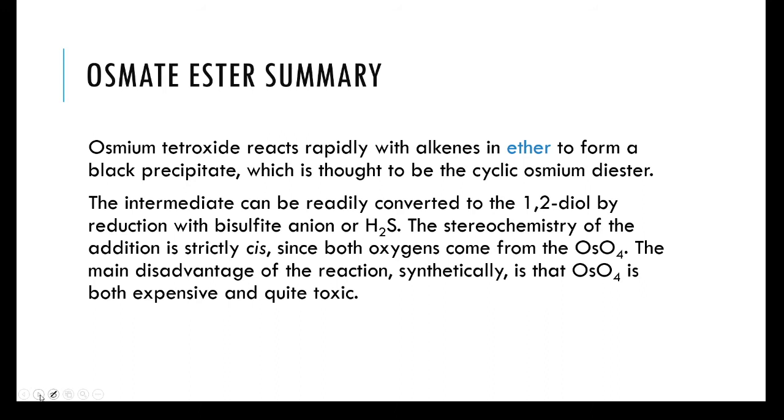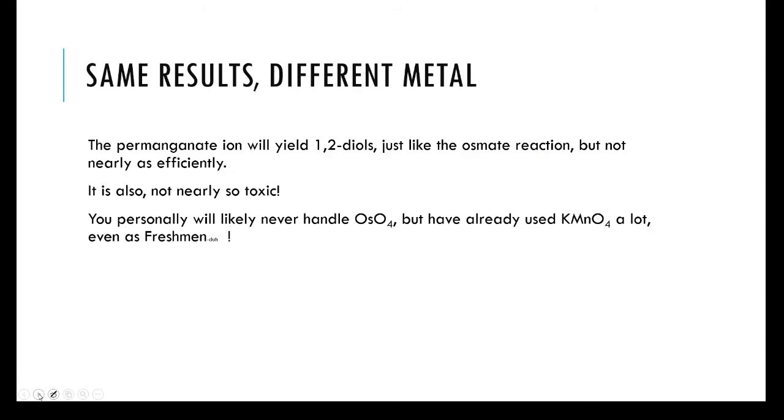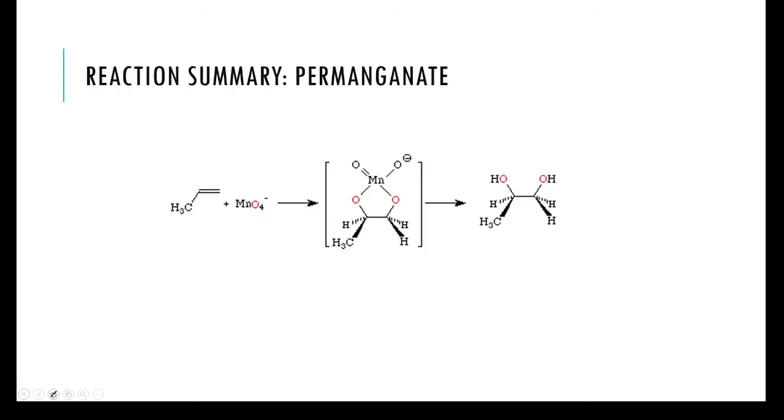But the thing is, osmium tetraoxide is ridiculously expensive and toxic. So what do we use instead? Something cheaper that we used in Gen Chem. We can get the same results using potassium permanganate, sodium permanganate, anything to get permanganate into the reaction. So if you're using permanganate or osmium tetroxide, you should get a diol out every time. The hydroxyls should be on the same side, like so.